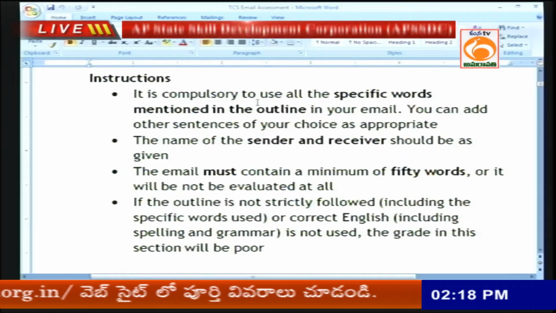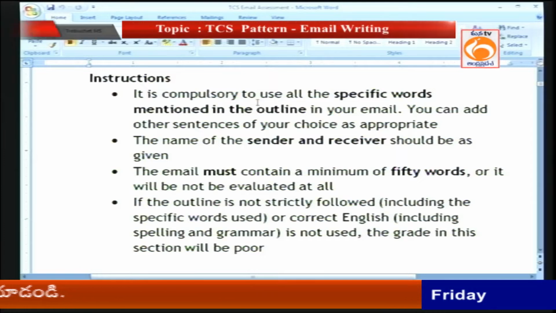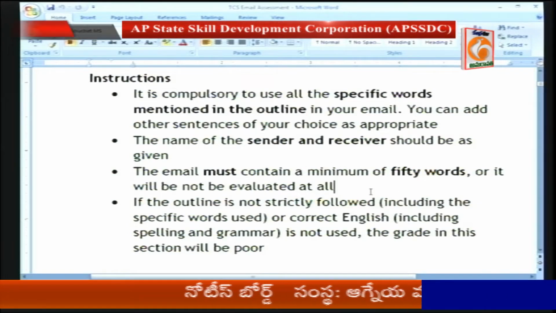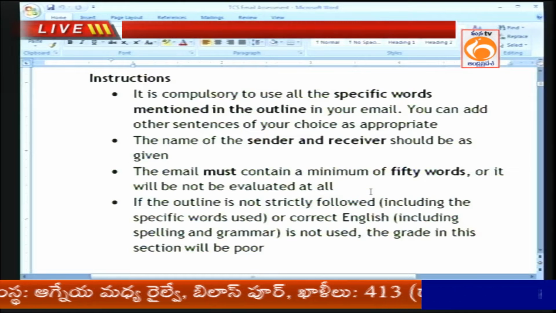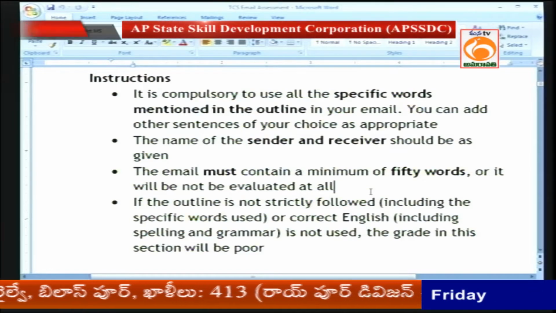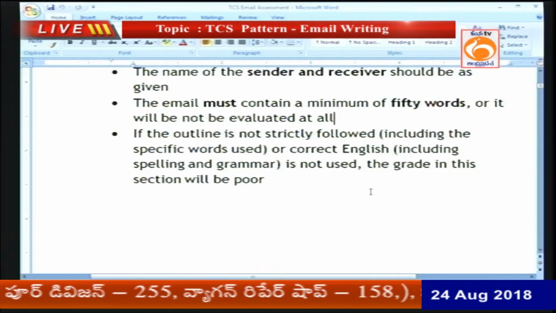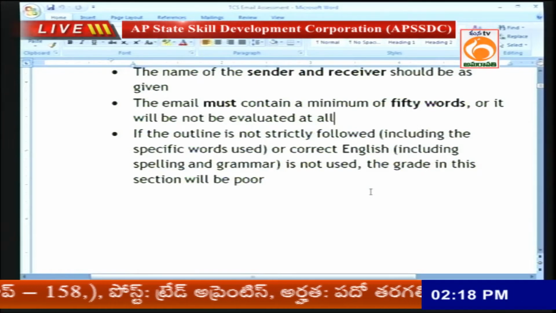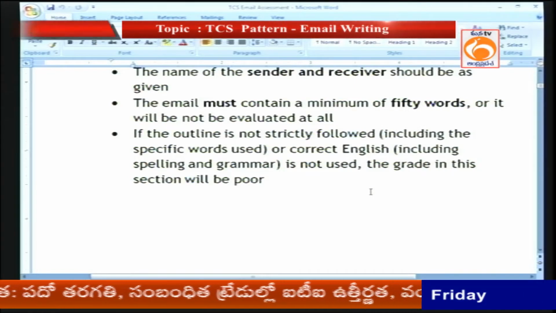The email must contain a minimum of 50 words or it will not be evaluated at all. In this case, it says 50 words. Even if your email is 49 words, the system cannot validate it, and you will be disqualified. If the outline is not strictly followed, including the specific words used, or correct English, including spelling and grammar, is not used, the grade in this section will be poor.